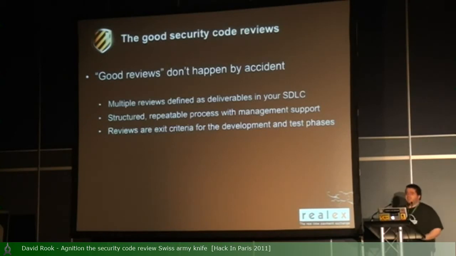And you're probably not going to get that if you walk in tomorrow and try and get people to implement all of this. But the good review process tend to have multiple reviews, so we don't have that juggling act anymore. We have one at the end of development. We have one at the end of testing. So you're seeing code where you review and should find most of your issues at the end of development. Those things should get fixed.